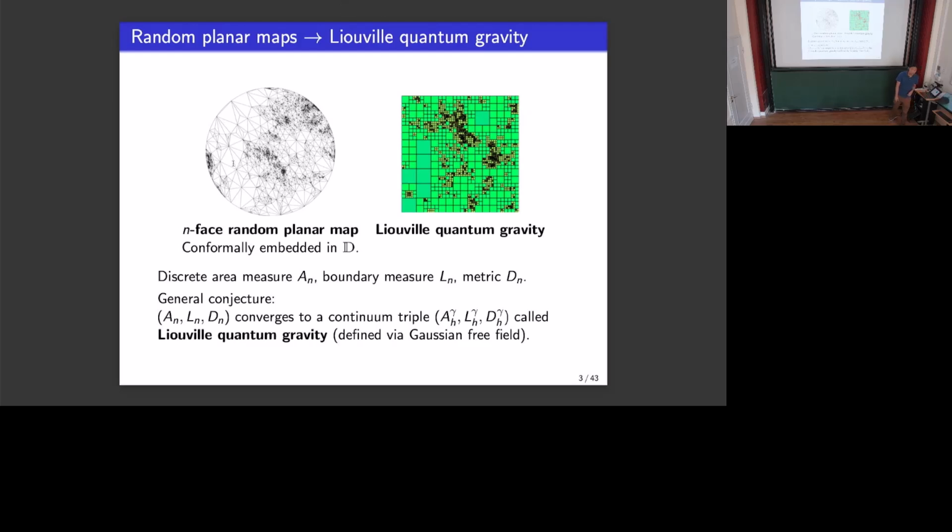On the other hand, we want to use these random surfaces called Liouville quantum gravity to study Schramm-Loewner evolution. And the story that we told on Tuesday is that if you have a random planar map with some suitable notion of conformal embedding inside the unit disk, and you send the number of vertices of your map to infinity, in the scaling limit, you get a random geometry called Liouville quantum gravity. It comes with an area measure corresponding to counting measure on the discrete side, a boundary length measure, and some kind of notion of distance. And this continuum object is defined using the Gaussian free field.